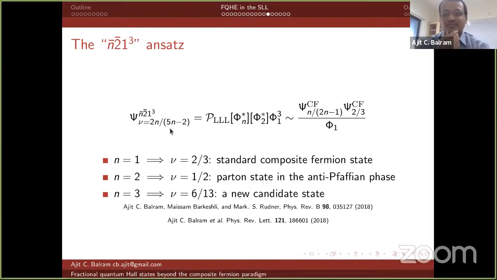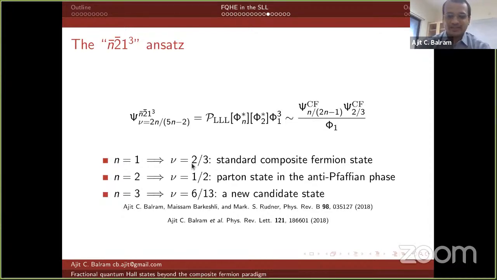If you look at why we can evaluate these states for large system sizes, it is because there's a way to project these states so that they can be factorized into composite fermion states. And as I said earlier, you can evaluate composite fermion states for very large system sizes. So that's why you can evaluate these parton states also for fairly large system sizes.